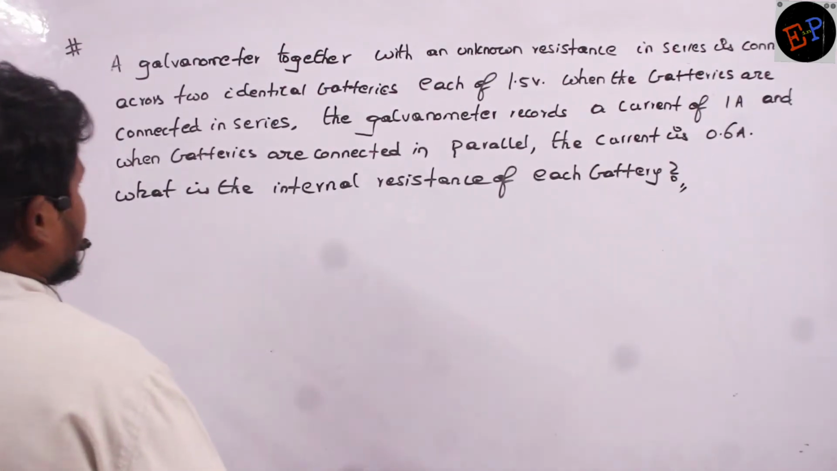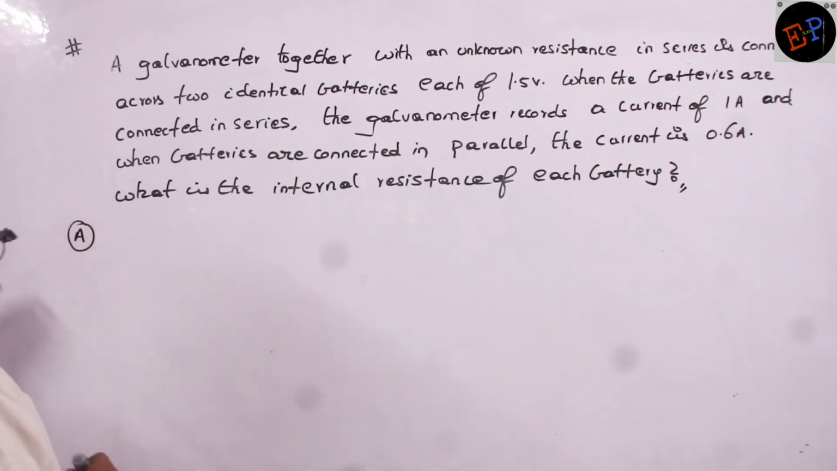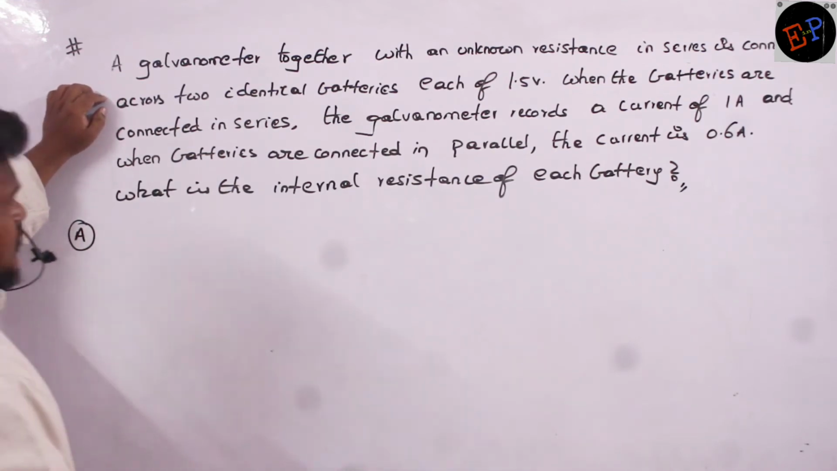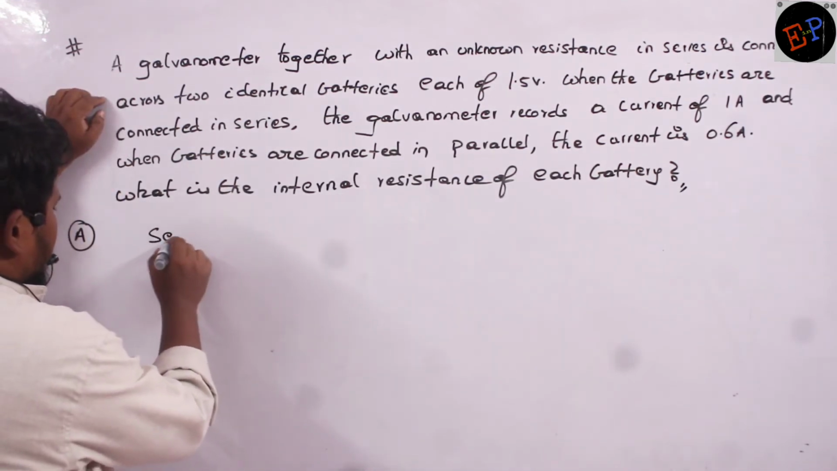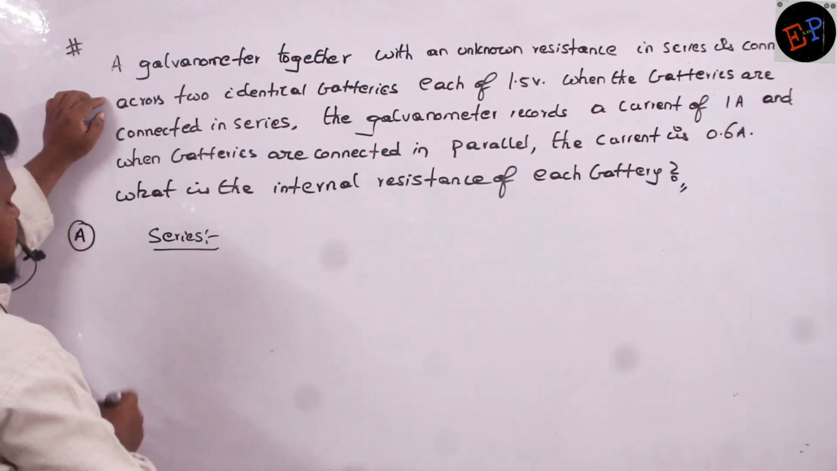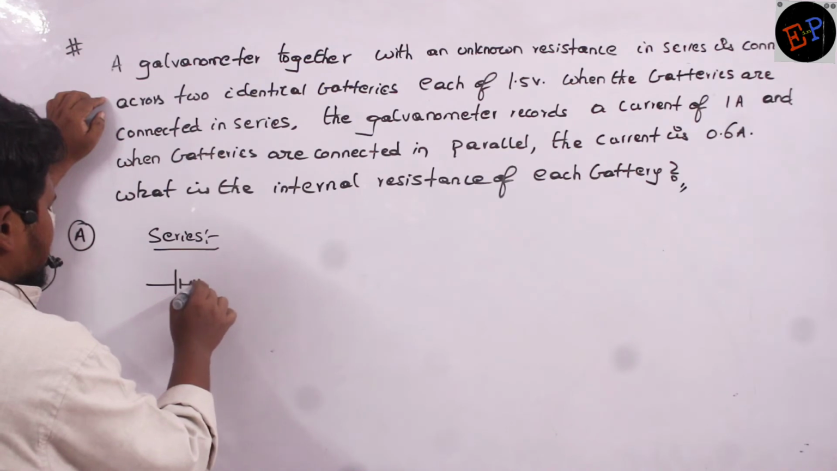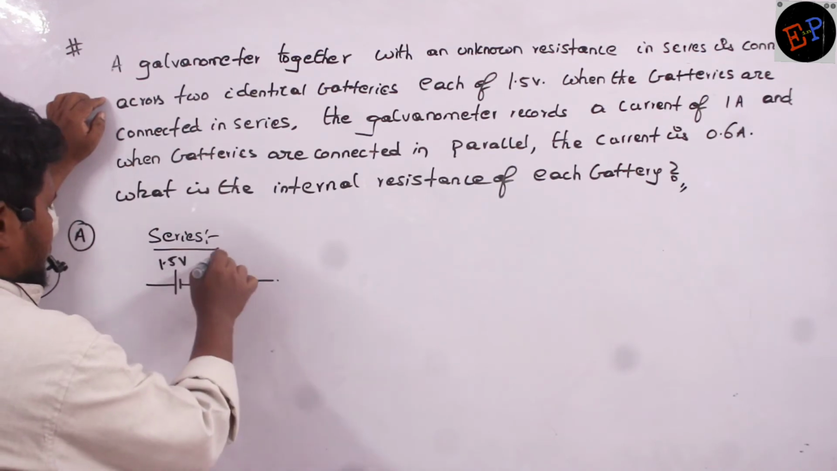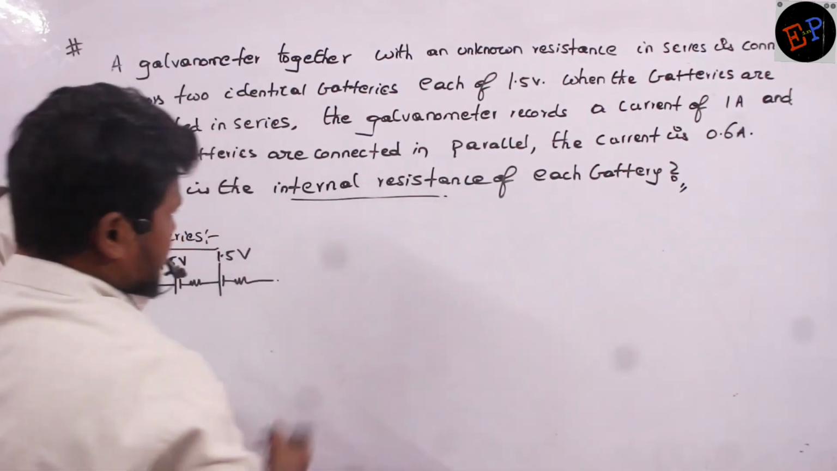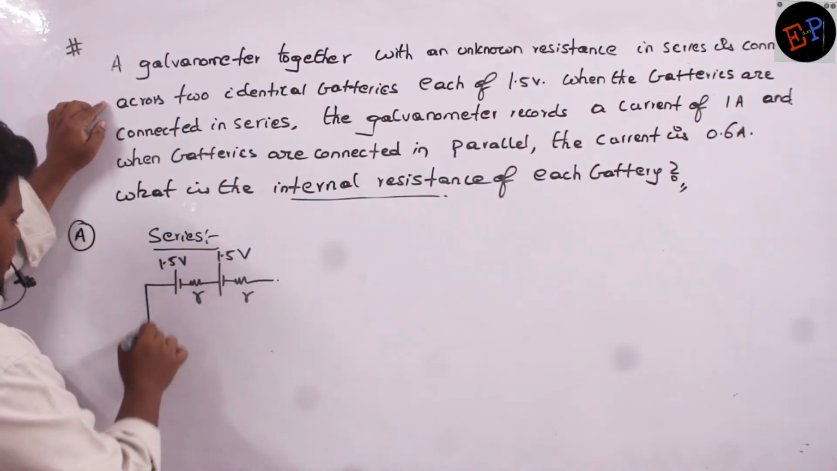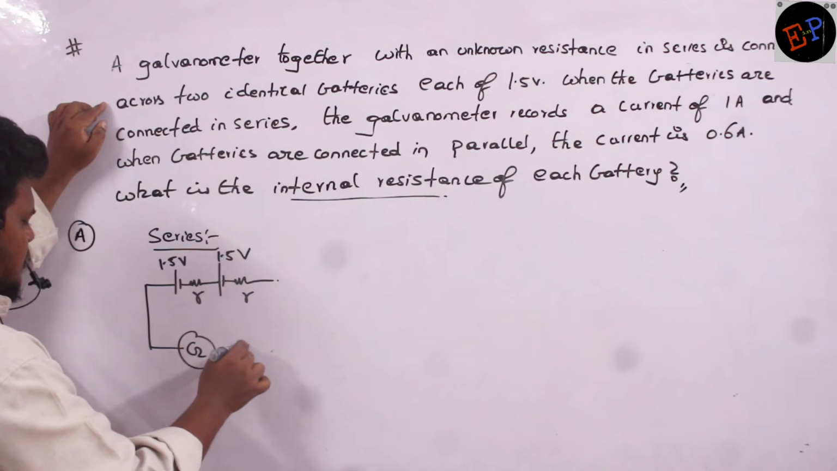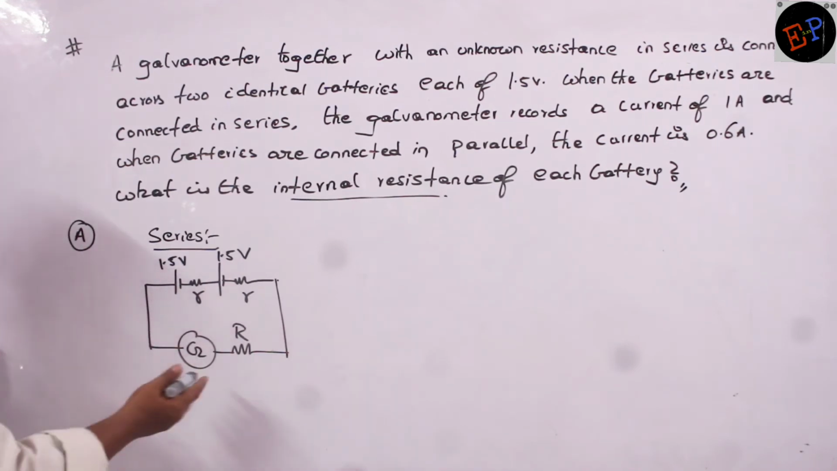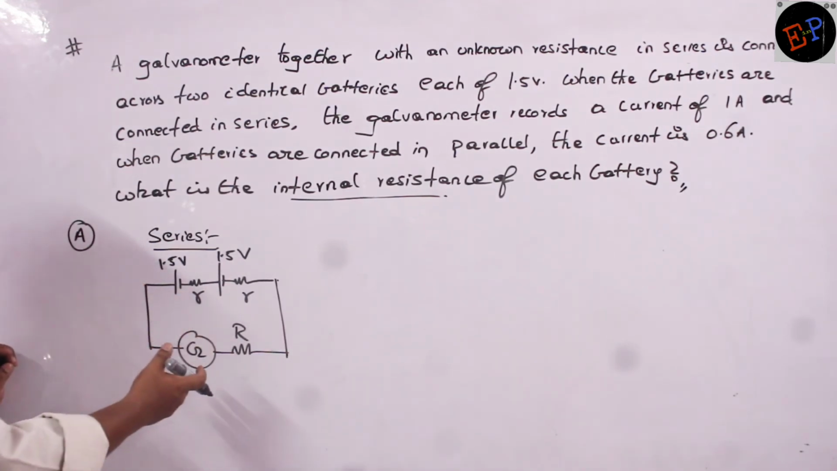See this question. A galvanometer connected with an unknown resistance in series is connected across two identical batteries, each of EMF 1.5. Let us draw the circuit. First, let us study the series connection. There are two cells, each 1.5 volts, with internal resistance R and R, both connected to a galvanometer and an external resistance capital R. This is the first connection. What is a galvanometer? It just measures the strength of current. Small values of current are measured by a galvanometer.